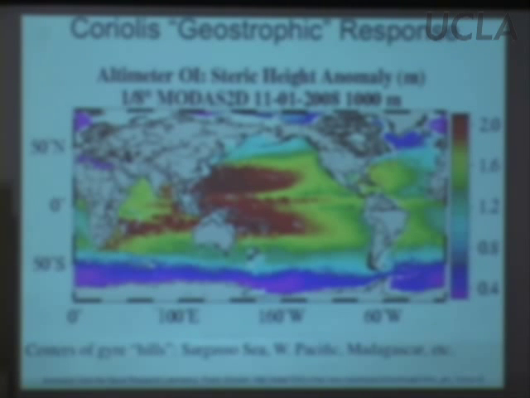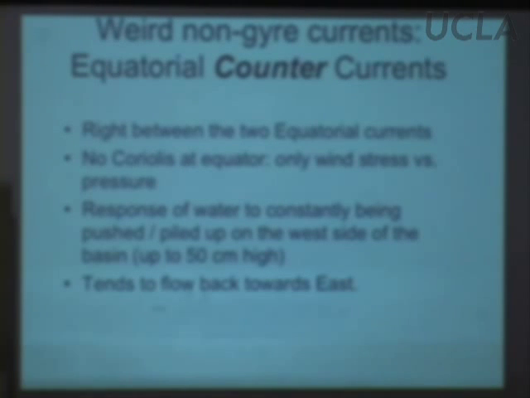And these currents are stronger at some times than others, and they're certainly stronger in some ocean basins than in others. But they're interesting because they're kind of exceptions to this idea of gyre currents, but actually they make sense in the same context.